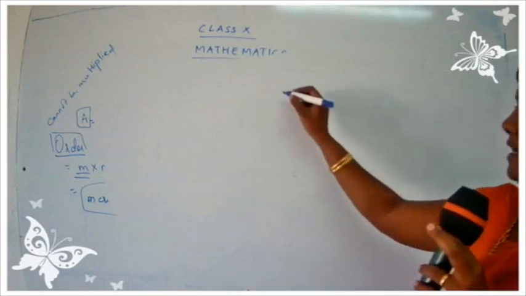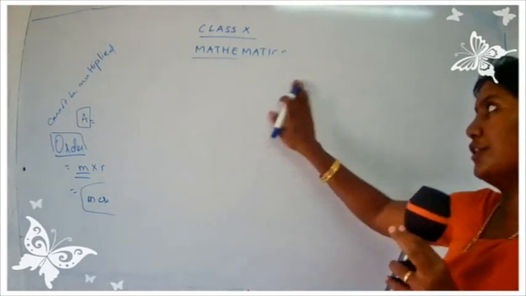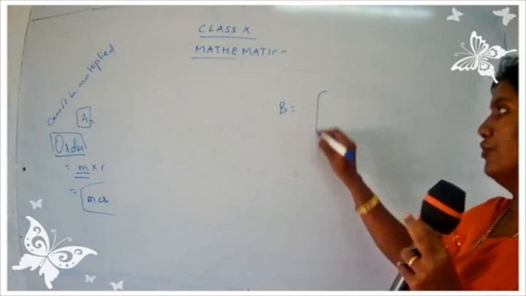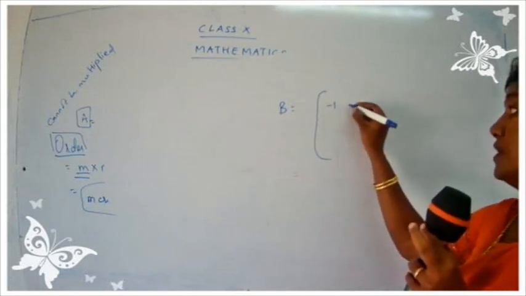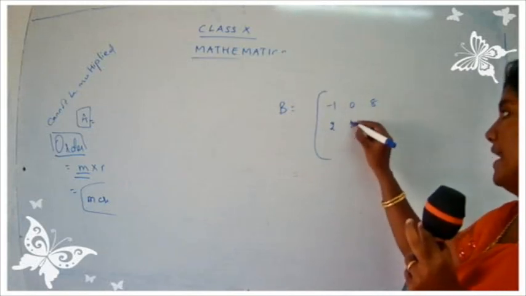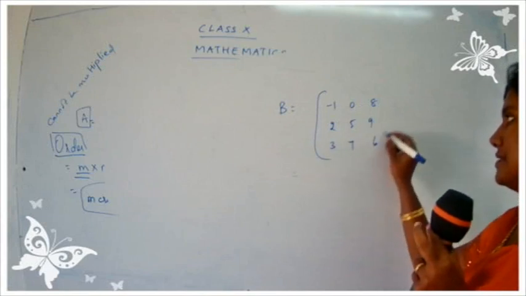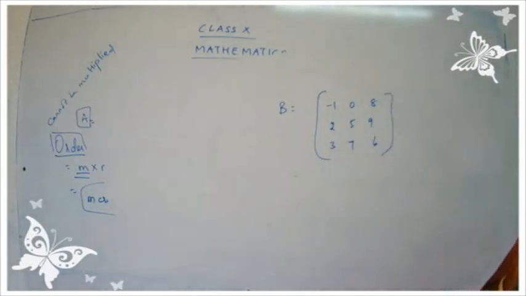Okay, children, let me consider a new matrix. I'll take B, and I'm going to give some names over here. I'll give -1, 0, 8, 2, 5, 9, 3, 7, 6. Okay, so we have a matrix B. The elements are -1, 0, 8, 2, 5, 9, 3, 7, 6.